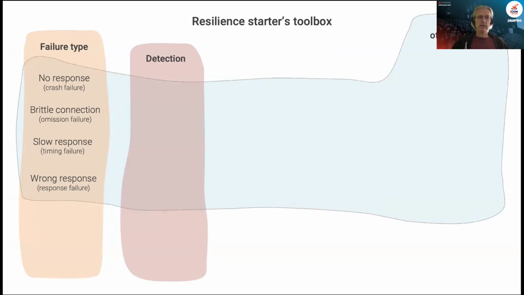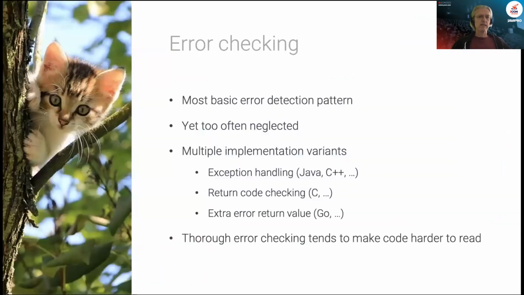And now, knowing what could go wrong, the next question is, how can I detect that? So before handling, I have to detect it. And here come the first patterns. The first pattern that I want to introduce is simply error checking. For figuring out if you've got a brittle connection or a crashed peer, quite often you simply get an IO exception or something like that immediately back, which says, well, something went wrong. And that's a very, very basic pattern in the domain of fault tolerance and resilience.